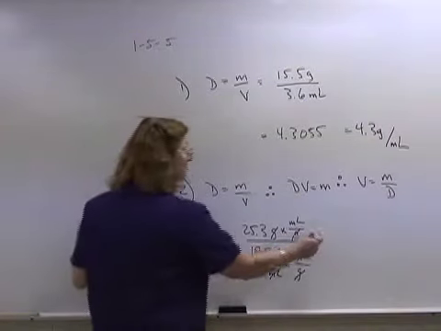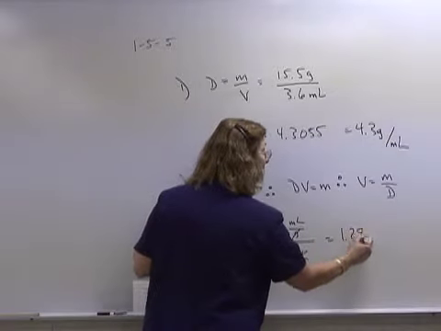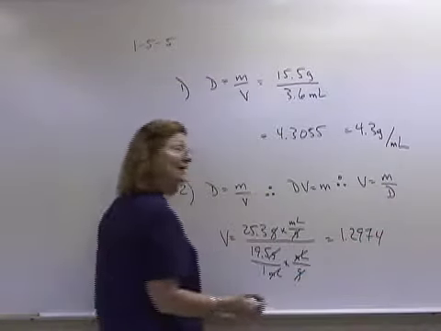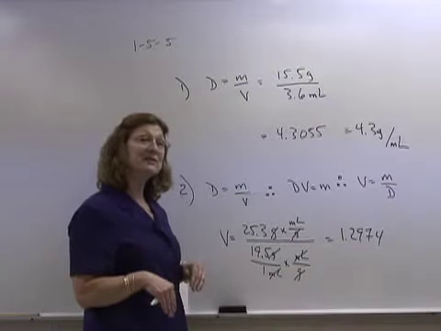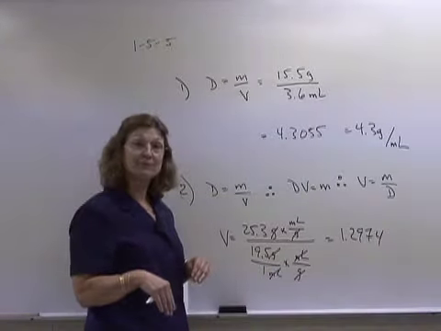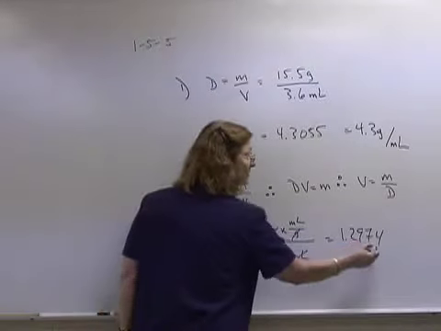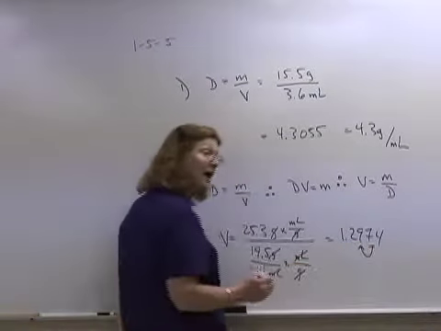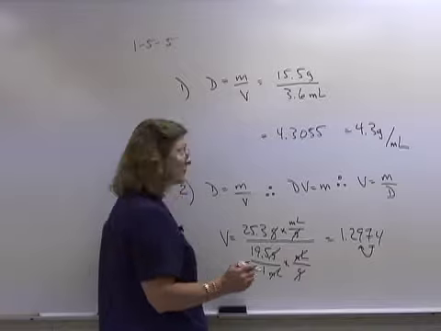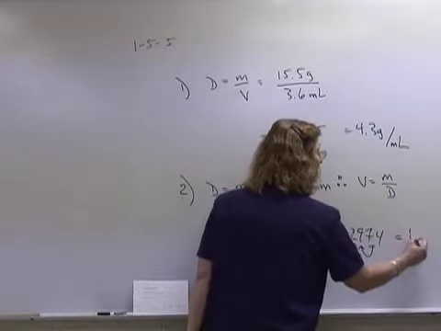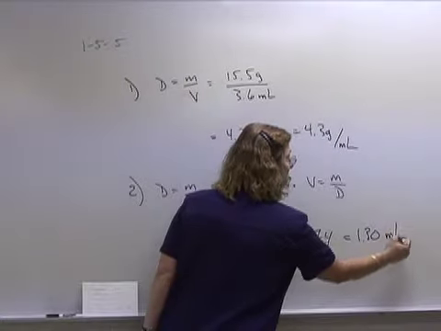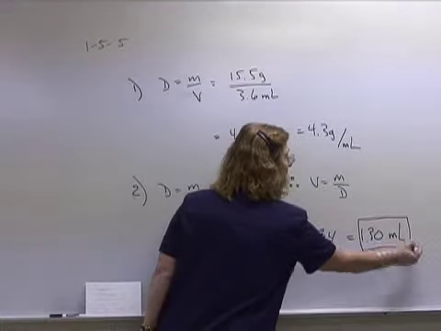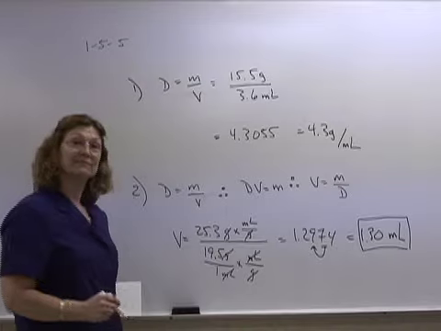Now I get an answer of 1.2974. And I look back to my original problem, and I see the least number of significant digits given in the problem is 3. So I'm going to look at this 7 to determine what to do with that 9. And I'm going to round it up. So my final answer is 1.30 milliliters.